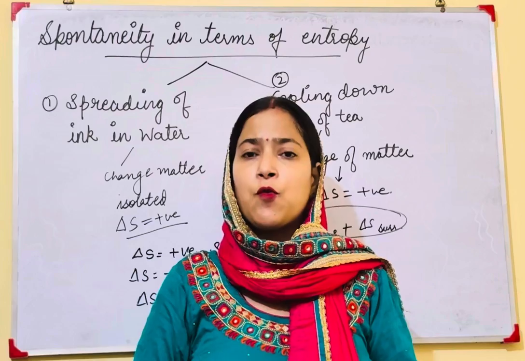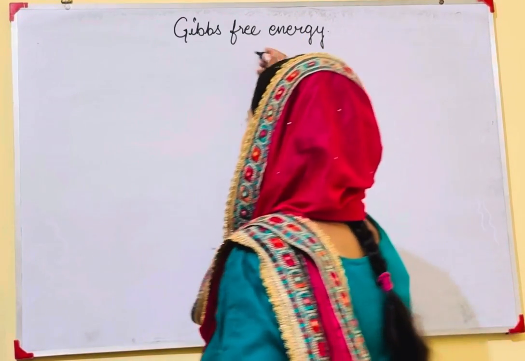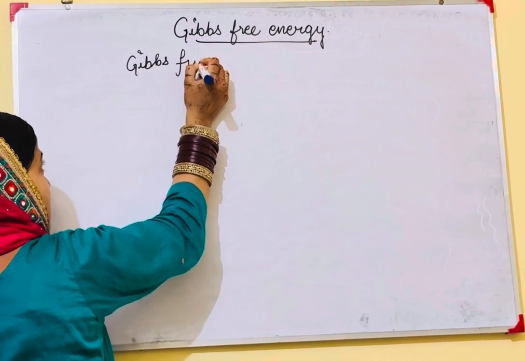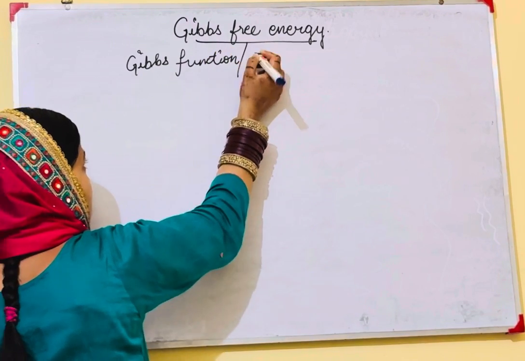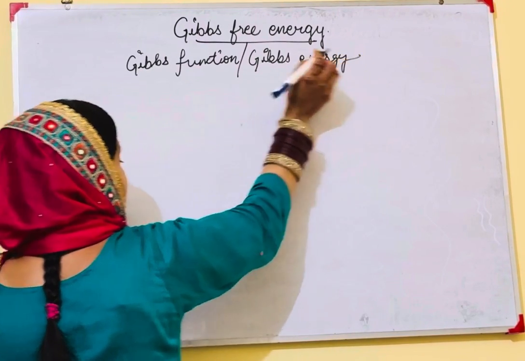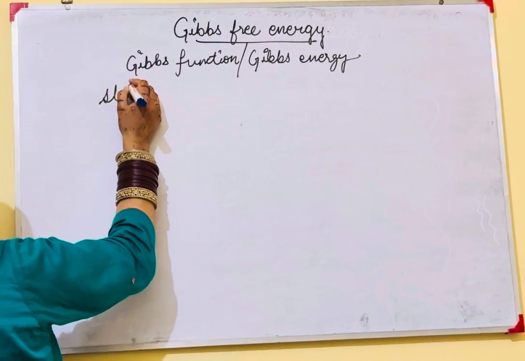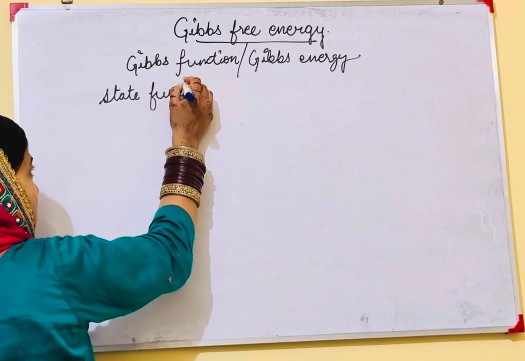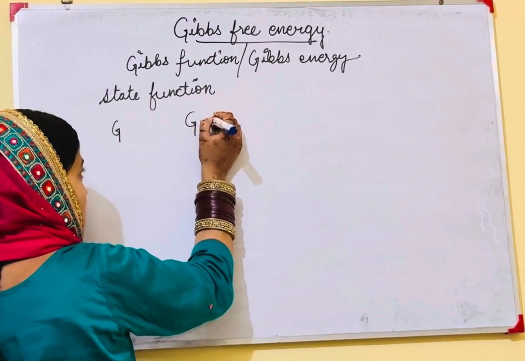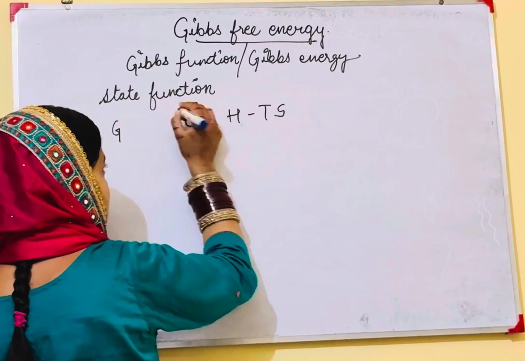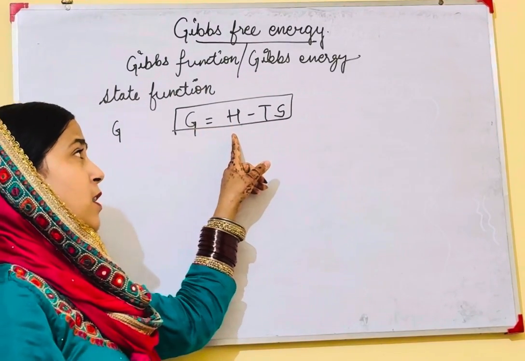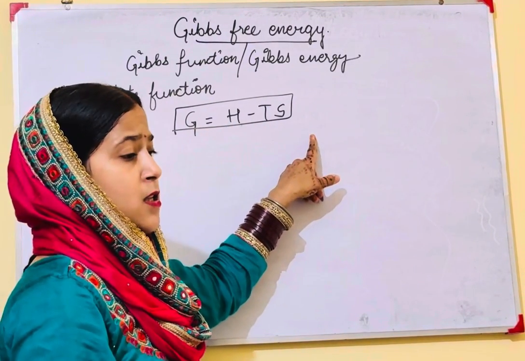Now we will discuss Gibbs free energy. The next thermodynamic property is Gibbs free energy. We call it the Gibbs function as well as Gibbs energy. Similar to entropy, it is also a state function. It depends on initial and final conditions. It is represented by G. Its expression is G equals H minus TS. Here G is Gibbs free energy, H is enthalpy, T is temperature, and S is entropy.